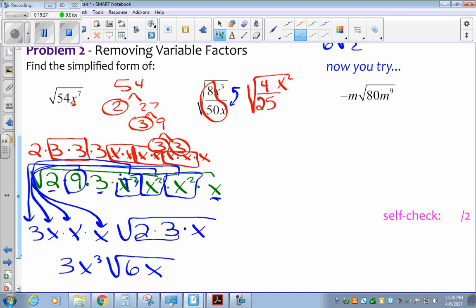So what is the square root of 4? 2. What is the square root of x squared? x. What is the square root of 25? 5.